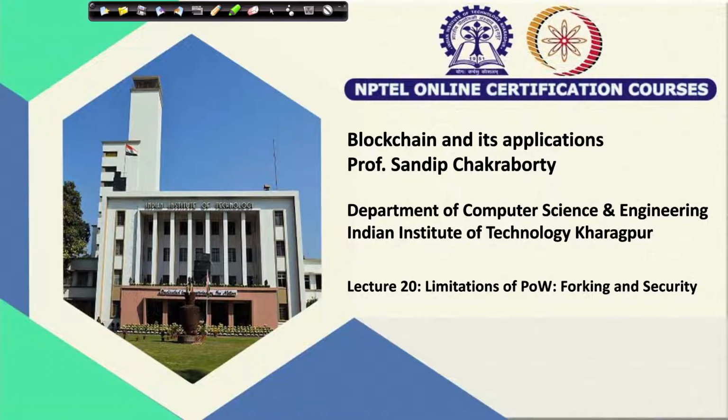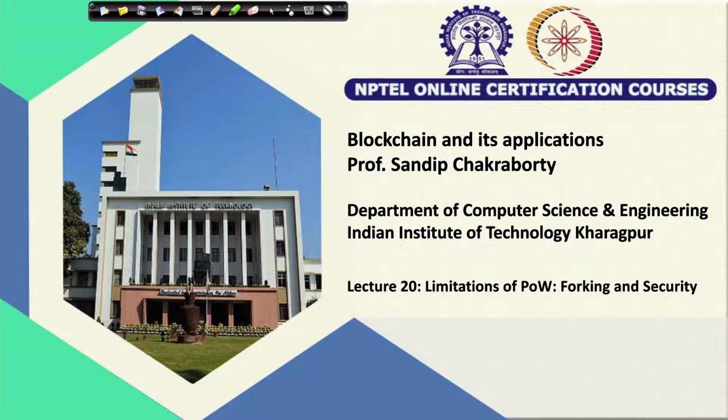So, in the last class we have seen that the proof of work consensus mechanism uses this challenge response strategy to decide that one miner would eventually be the leader, and the miner is going to propose a new block that is going to get added to the blockchain. So, the miners generate a proof, and that particular proof is included in the block, which others can verify, and then add that block to their local copy of the blockchain.